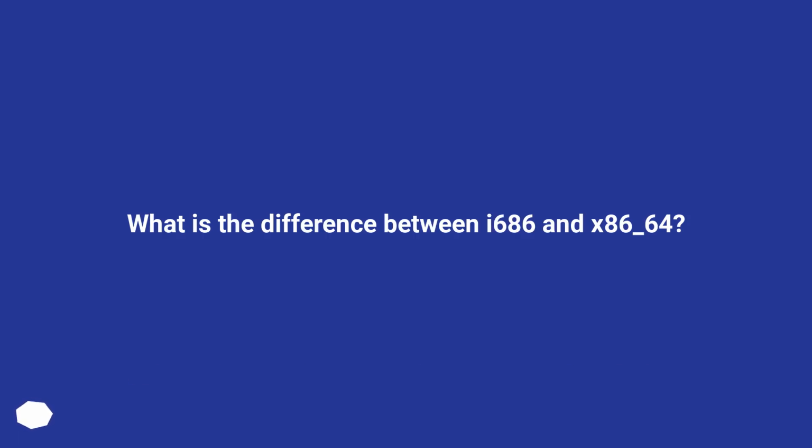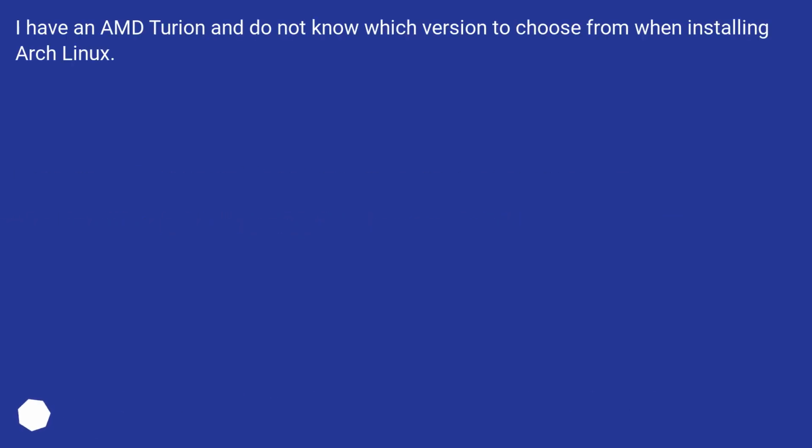What is the difference between i686 and x86_64? I have an AMD Turion and do not know which version to choose from when installing Arch Linux.